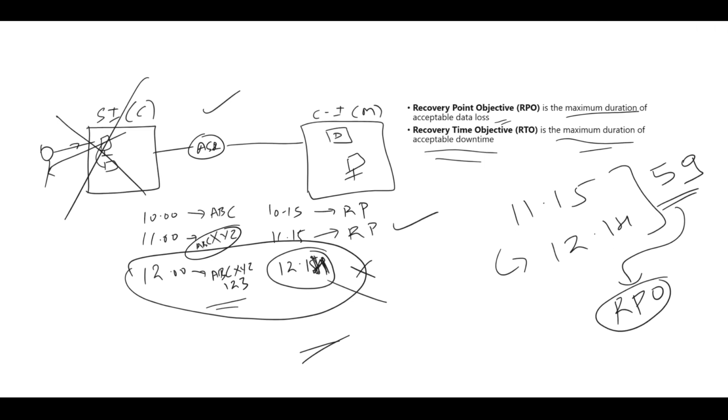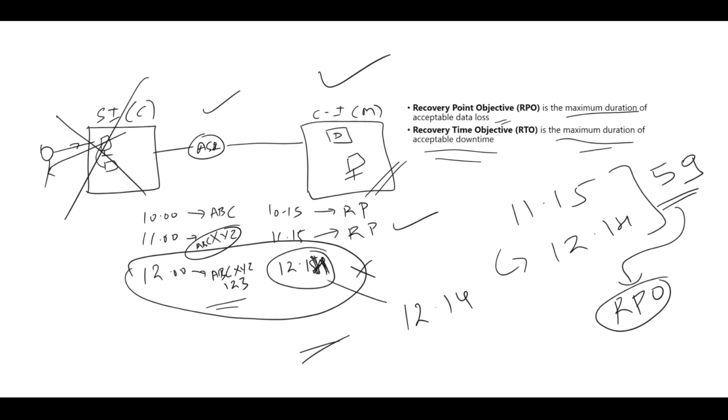Now let's see what RTO is. The recovery time objective is nothing but the maximum duration of acceptable downtime. The meaning of this is the time required to bring the DR region up and running. For example, let's say the disaster has happened at 12:14. Now you need to bring the disaster region up and running so that your users can log in and work on the application without any issue. This may take time to bring your DR site up and running, and it depends on various reasons.